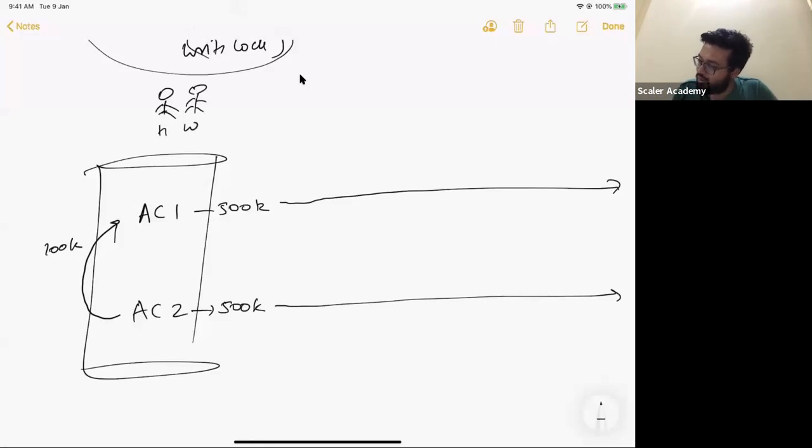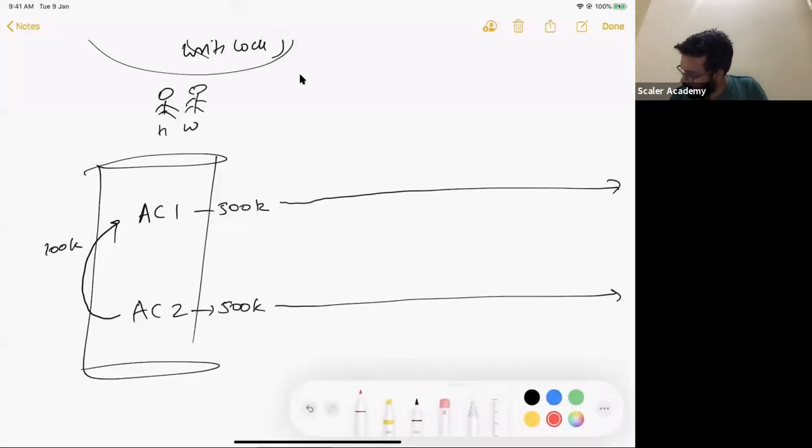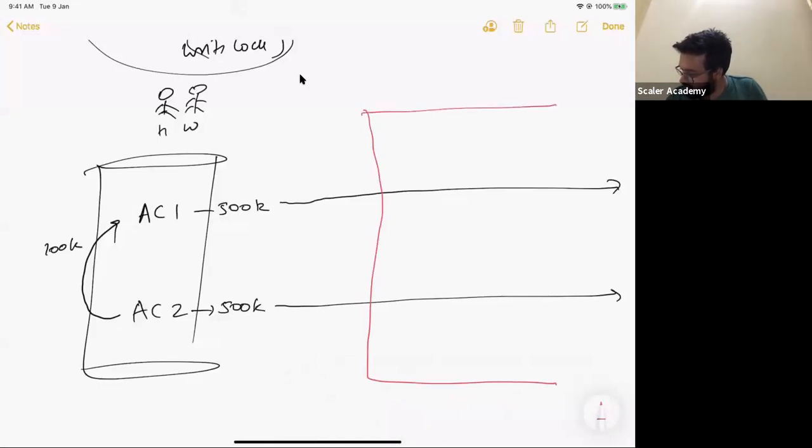Wife was feeling bored and she wanted to transfer some money from one account to another, and she performed a transaction to do that. Okay. And let's assume her transaction began from this time interval and ended at this time interval. What was that transaction like?